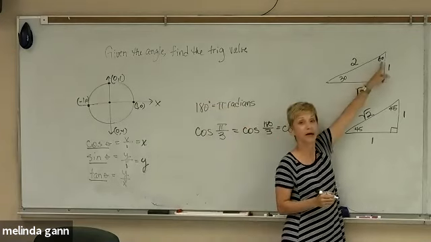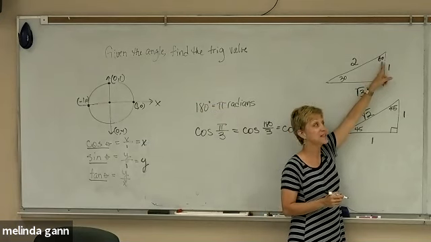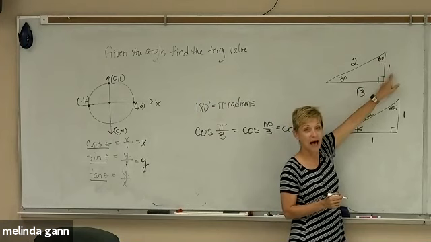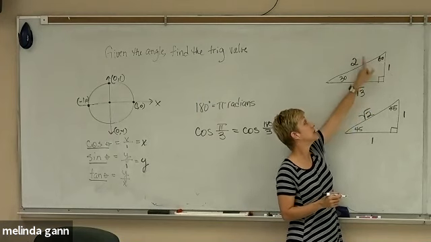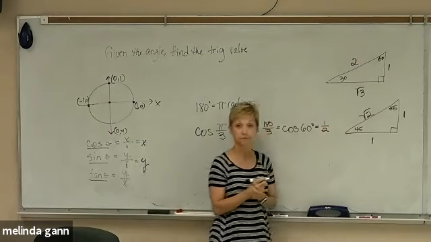So my 60 is up here. And remember what cosine is. Look back at your notes if you need to. That's adjacent, that means right beside it, over your hypotenuse. So the cosine of 60 degrees is going to be 1 over 2.